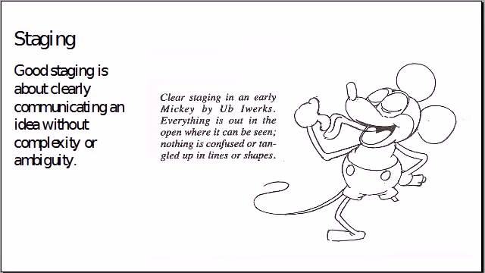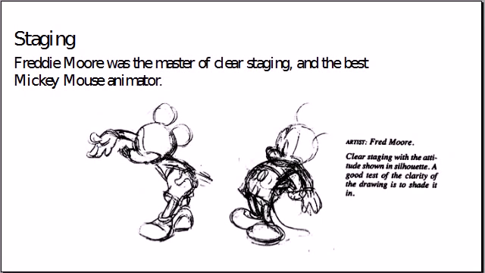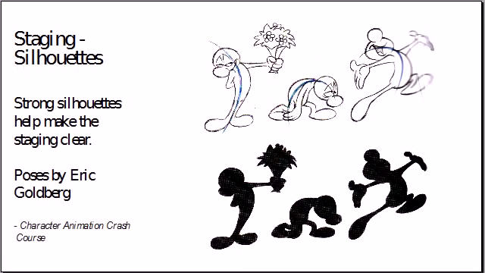The Disney animators learned this really way back in the 20s. Here's Mickey, one of the earliest Mickeys, licking his thumb, and this is by Ub Iwerks. Again, this is taken from The Illusion of Life, and you can see how clear Ub has made this drawing. The staging is very, very clear, and it's not ambiguous and it's not confusing. Freddie Moore, who is the great Mickey Mouse animator, also understood this. His staging is incredibly clear here. Again, this is taken from The Illusion of Life.